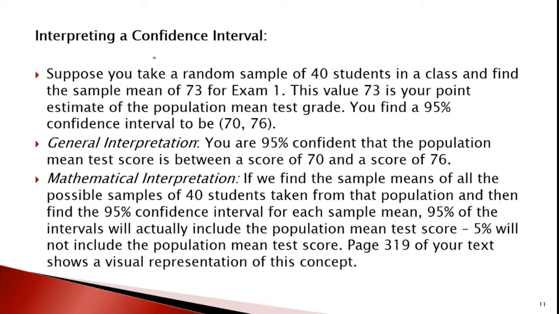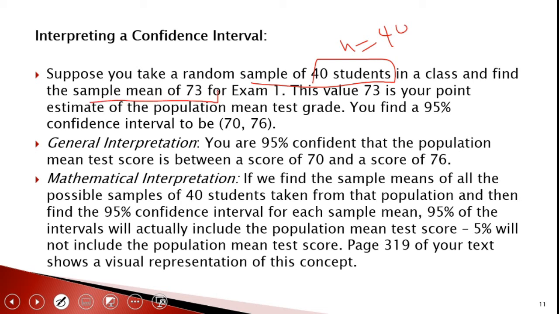Last thing: if we have these kinds of point estimators and interval estimators, we should interpret them at the end of the day. That's our purpose. So let's check this one. Suppose you have taken a random sample of 40 students, which means n equals 40. Just take notes. The sample mean they have given is 73. This is your point estimate.